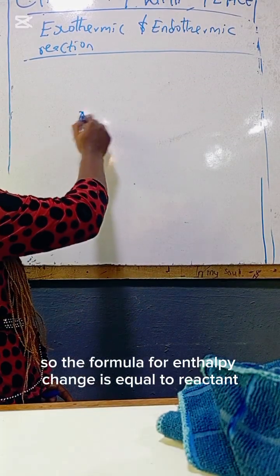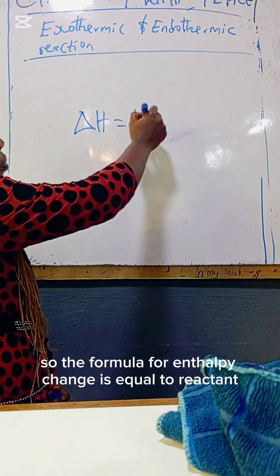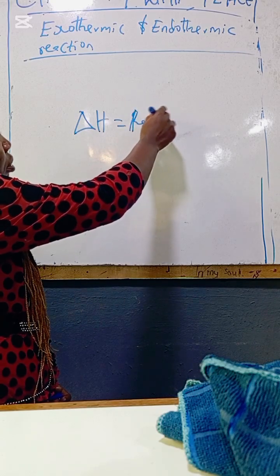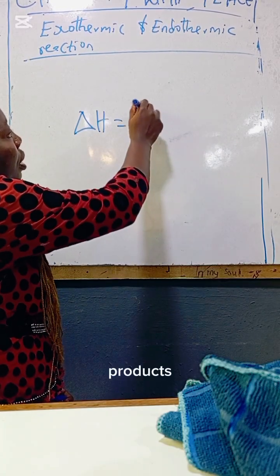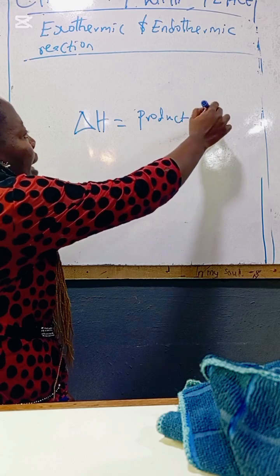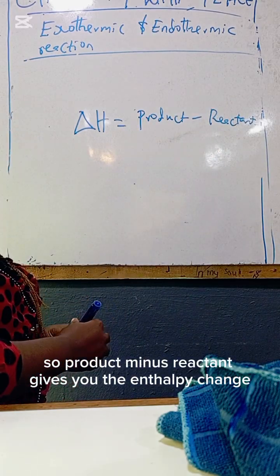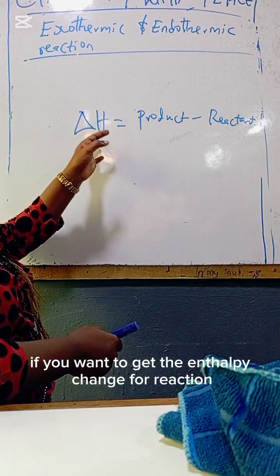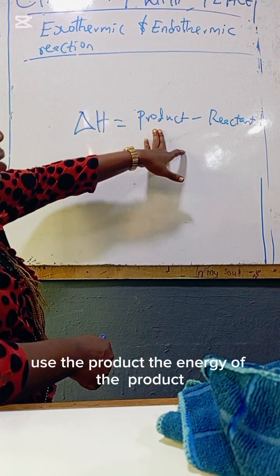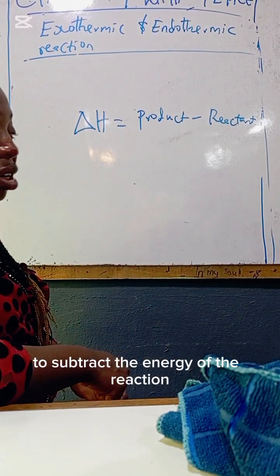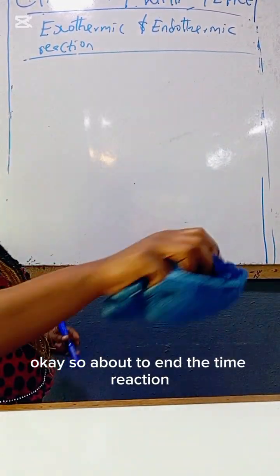So the formula for enthalpy change is equal to product minus reactant. So product minus reactant gives you the enthalpy change. If you want to get the enthalpy change for a reaction, you use the energy of the product to subtract the energy of the what? Reactant. Okay, so back to endothermic reaction.